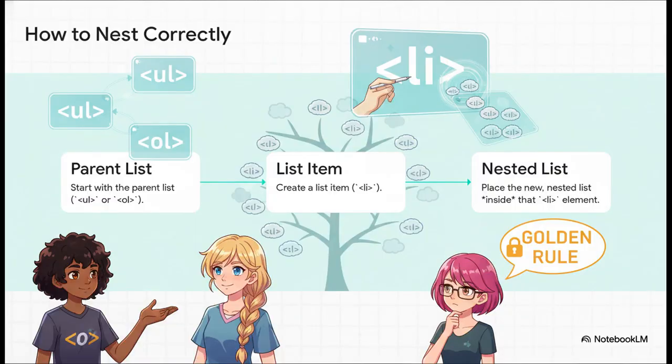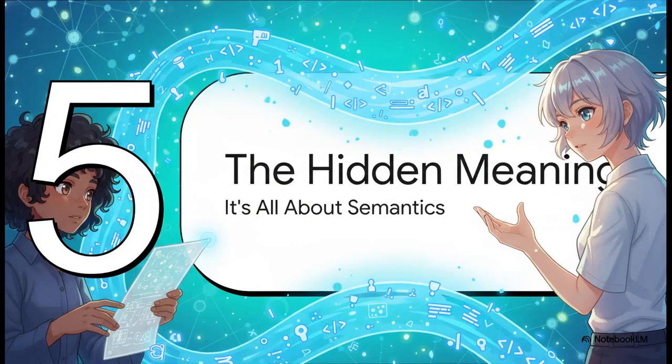Let's just break it down into 3 simple steps. It's really easy. First, you start your main list. Second, you create your list item. And third, and this is the key, if you need to nest another list, it has to go inside that list item. It can never, ever be a direct sibling to an LI. That's the golden rule.